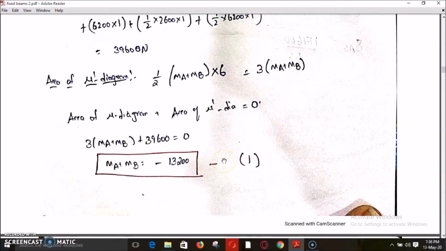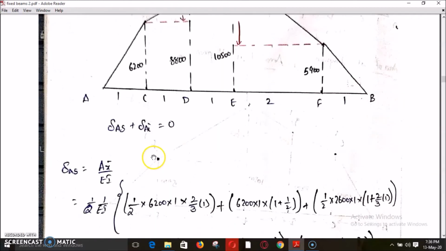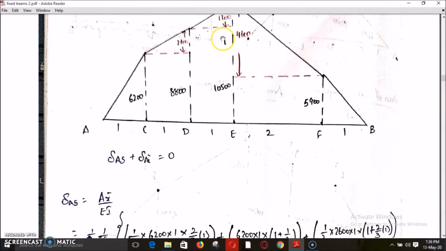Now we need another compatibility equation. Since we did not get the individual values of MA or MB, we have to go for the second compatibility equation, which is delta AS plus delta AI equal to 0. First I am calculating delta A for the simply supported case, and next I will calculate delta A for the fixed case. So this is my simply supported case.